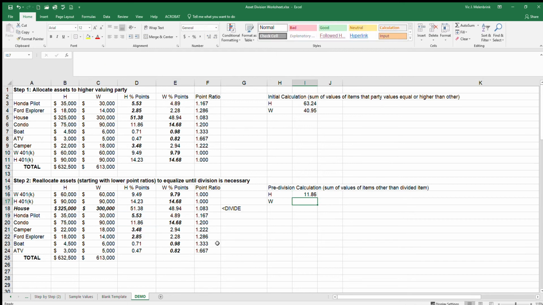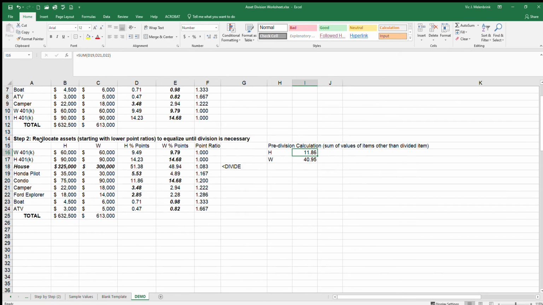Since we took the house out of him, all of a sudden he's down to 11.86, whereas wife should stay the same with her 5 items at 40.95, just like she was before. So husband now is at a disadvantage, so he is going to be getting a bigger share of the house when we divide it to try and get that to equalize. Okay, so we're done with step 2. We've reallocated the assets and figured out which item is getting divided.